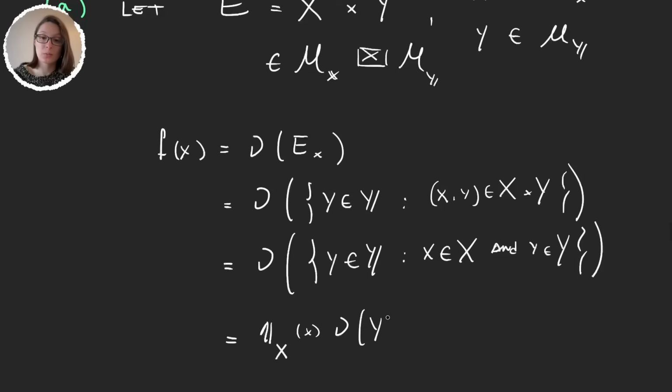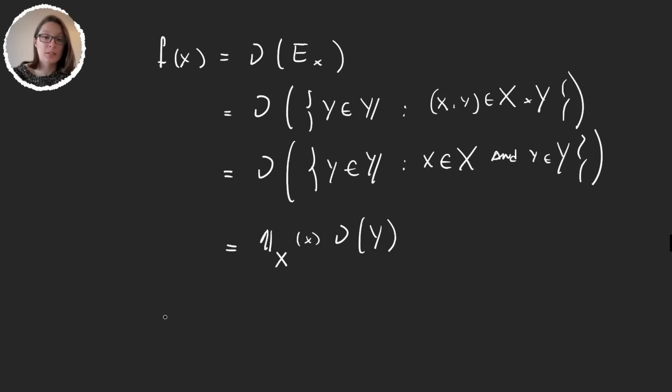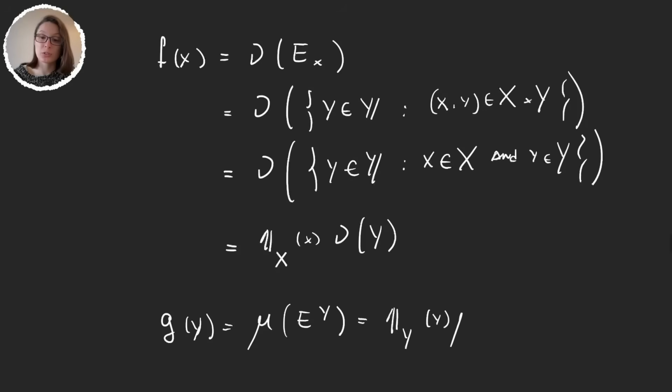times the measure nu of the set Y. And now, by a very similar argument, g of y, remember this was the measure mu of now the y section of E, and this will be, by again the same things, just going to be now the characteristic function of Y at y times the measure mu of X.